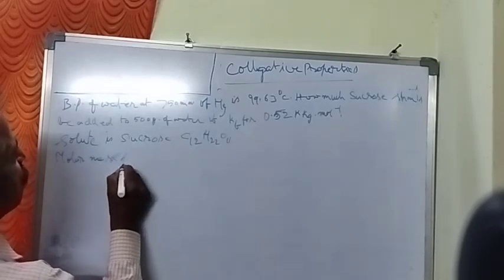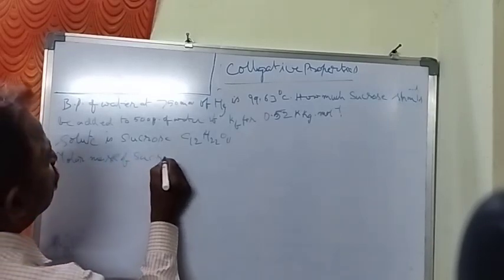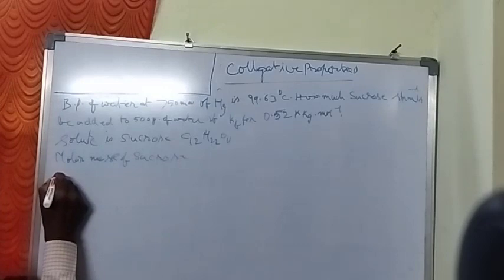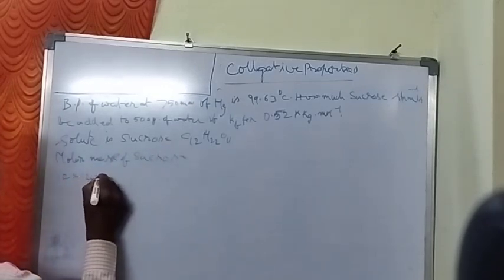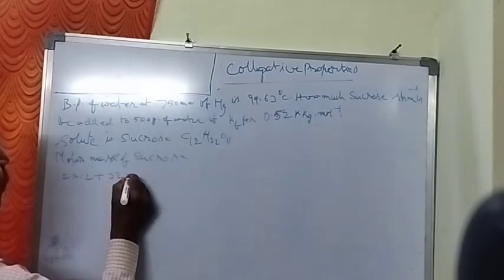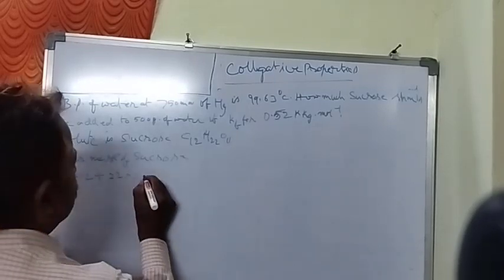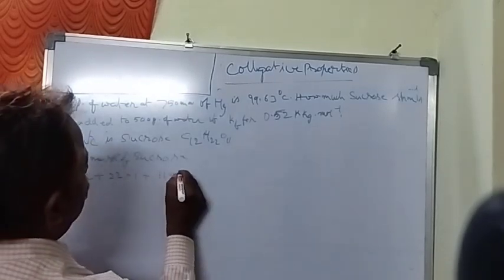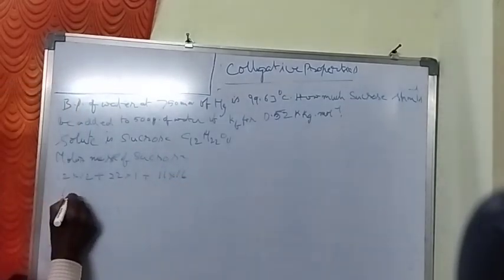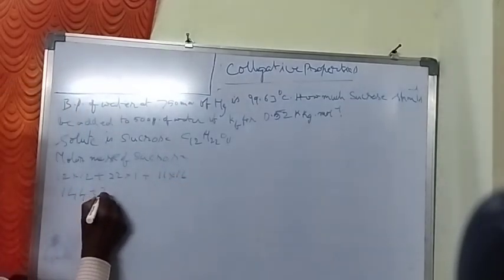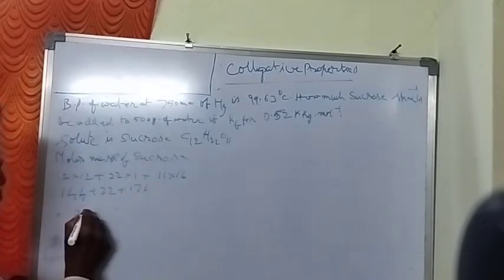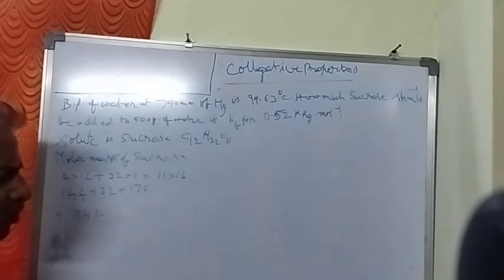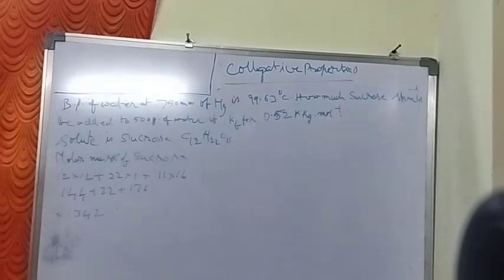Molar mass of sucrose is 12 carbon atoms, 12 into 12, plus 22 hydrogen atoms, 22 into 1, plus 11 oxygen atoms, 11 into 16. So this is 144 plus 22 plus 176. So this is 342 gram per mole. So molar mass of sucrose is 342.